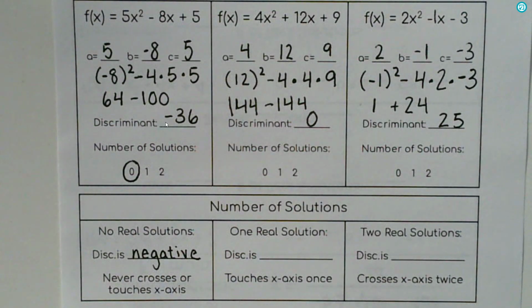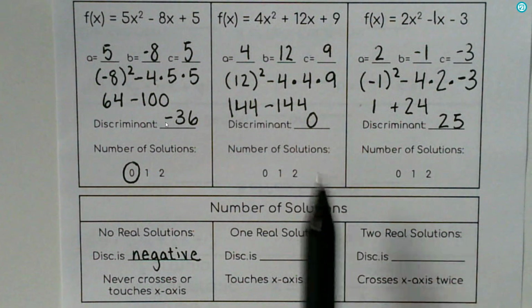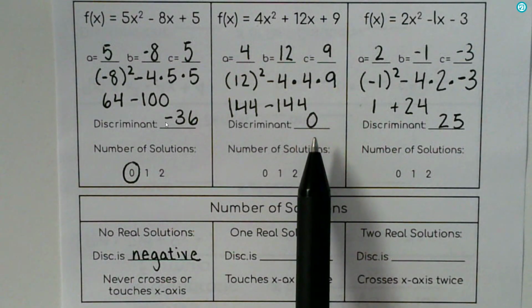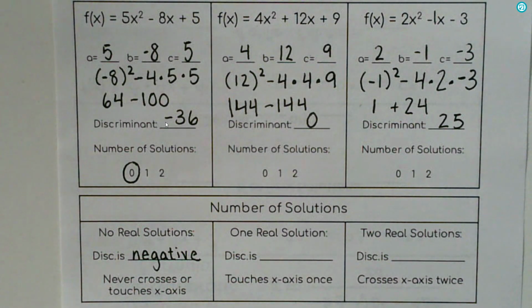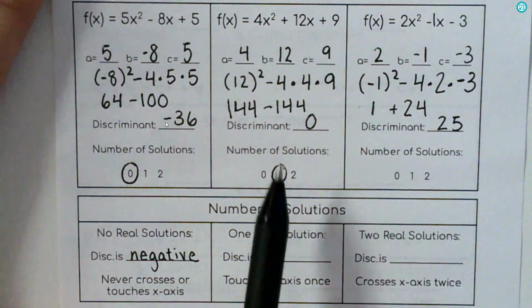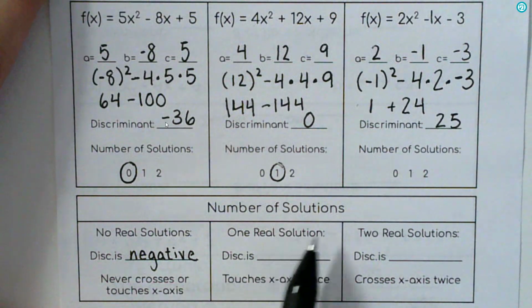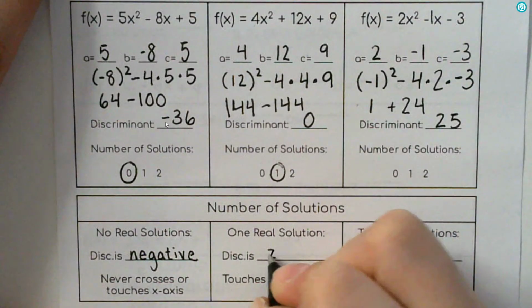Remember, these are the numbers that would be under the square root, so we have to be able to take a square root of them. When we took the square root of 0, how many answers did we get? Just 1, because the square root of 0 is just 0. It's not positive or negative, so we only have 1 solution. So if your discriminant is equal to 0, you have 1 real solution.